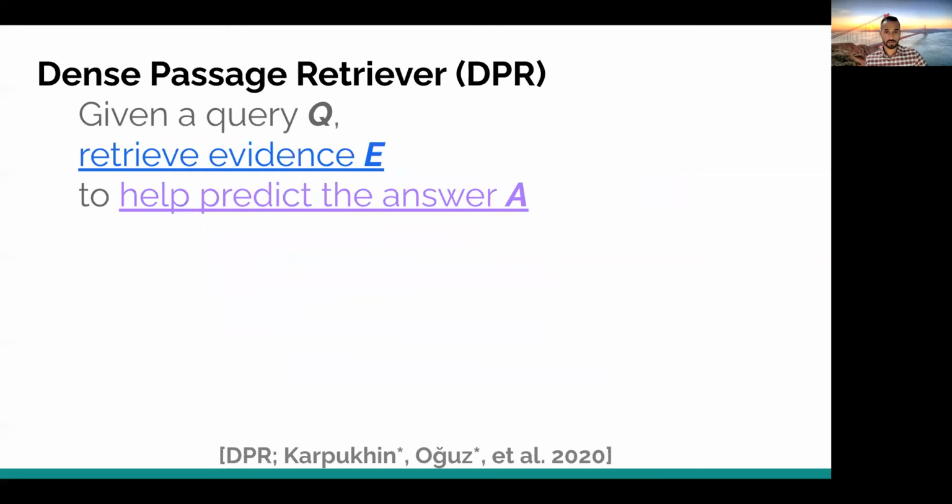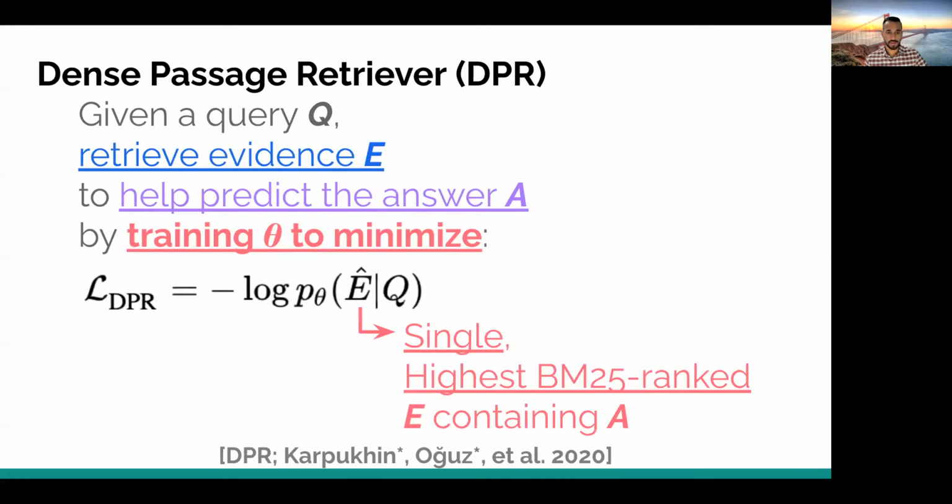And here, just to describe the baseline system that we start out with, it's called dense passage retriever, and the task that it aims to solve is to take a given query Q, retrieve some evidence E to help predict the answer or true output to the problem A. And the evidence can be, for example, a paragraph in Wikipedia. And here I'm just showing the objective that the model is trained to minimize. Basically, it's trained to maximize the probability of some heuristically chosen evidence given the query. And the way that this evidence target is chosen is basically to be some evidence or paragraph in Wikipedia that contains the correct answer A, and also has high word overlap with the query Q.